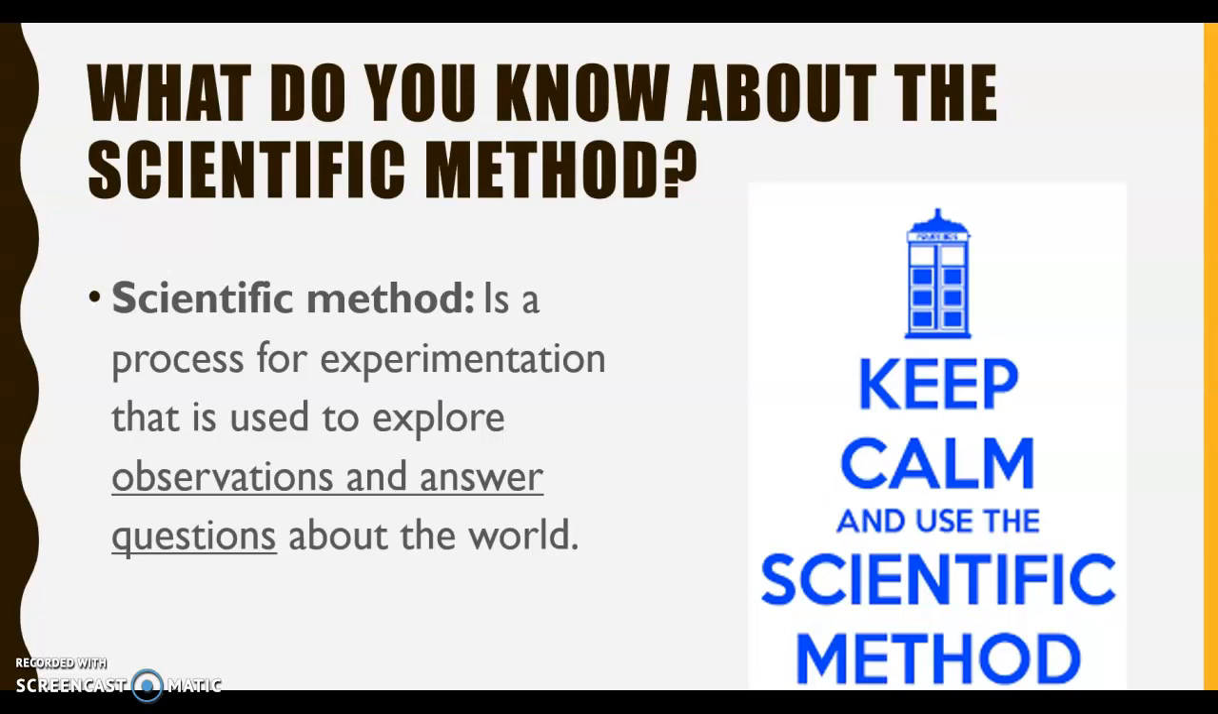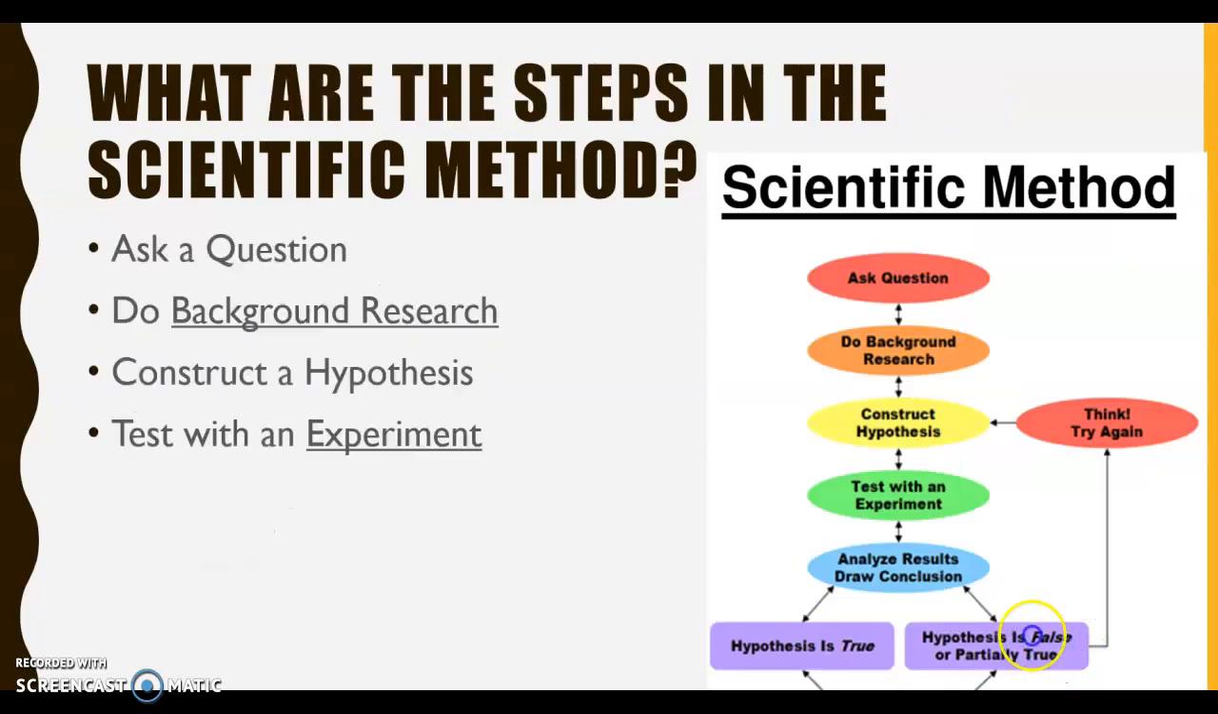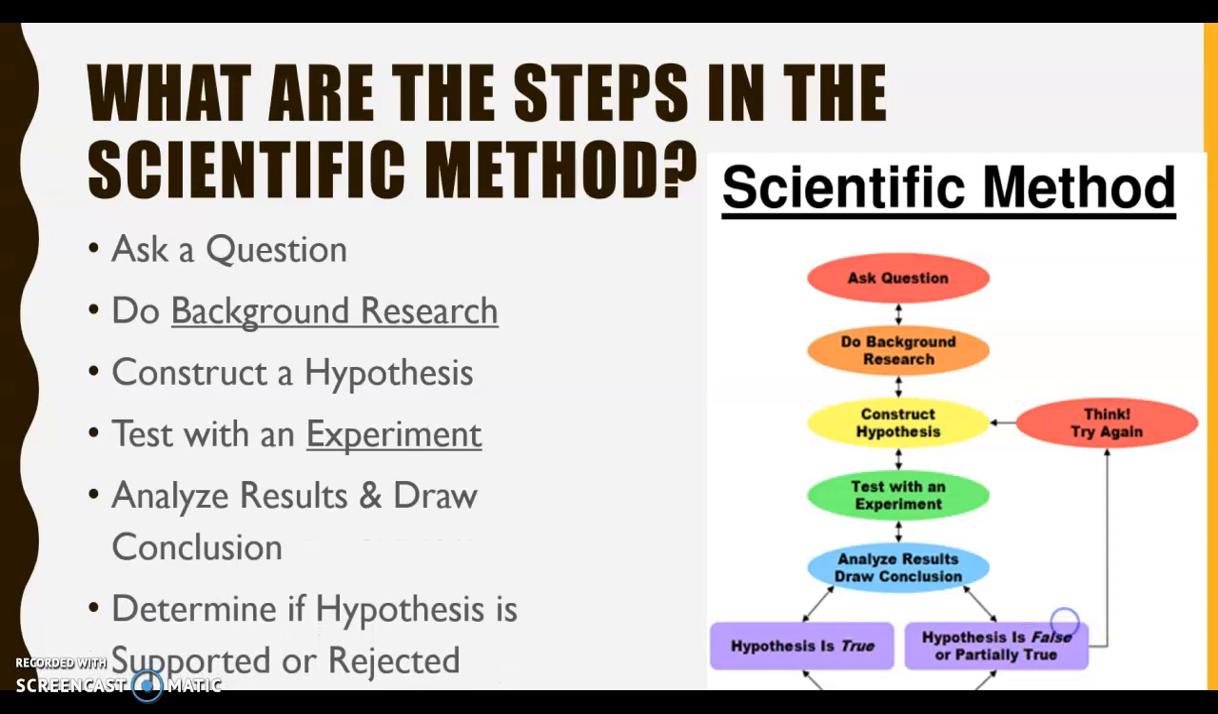This is a method of experimentation, and it's used to explore observations and answer questions about the world. All right. The scientific method happens in a few steps. The one thing I wanted you to pick up from that Amoeba Sisters video is that yes, this is the scientific method on paper, but it doesn't mean that science always happens in this order.